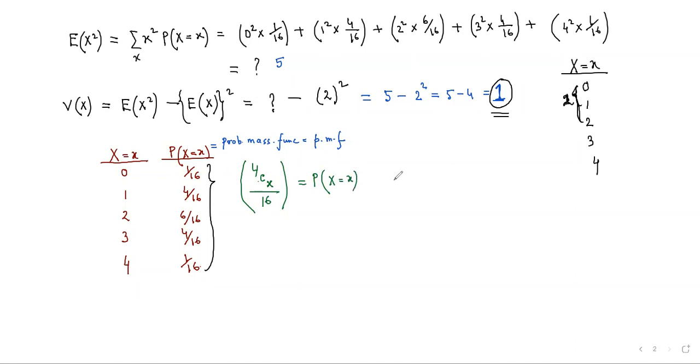To this probability mass function, where x is taking values from 0, 1, 2, 3, 4. Now see, 4c0 is 1, so we get 1 by 16. 4c1 is 4, so we get 4 by 16. 4c2 is 6, so we are getting 6 by 16. 4c3 is same as 4c1, so we are getting 4 by 16. 4c4 is same as 4c0, so it is 1 by 16. So actually we are able to find out a general formula for this particular probability.